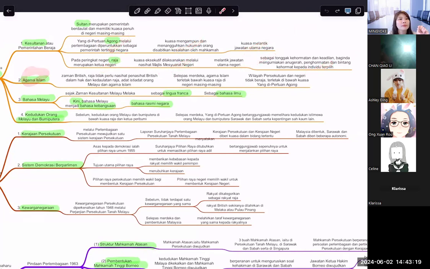Agama Islam, when British time, British never touch it. After Merdeka, still under the king. And Agong in charge of the rest, towards the Wilayah Persekutuan and Negeri Tidak Beraja.